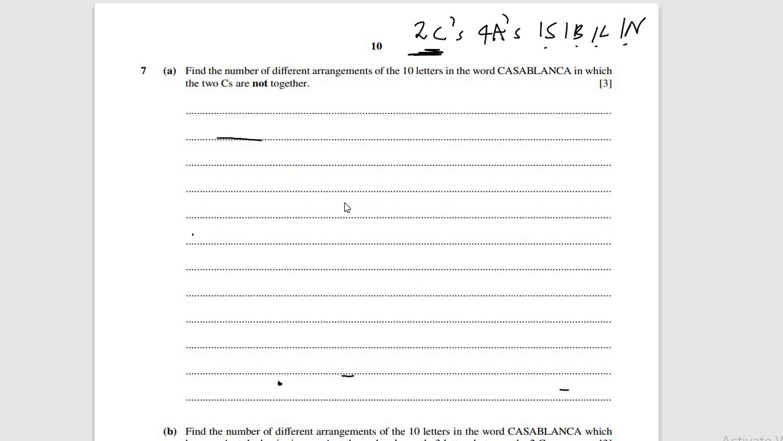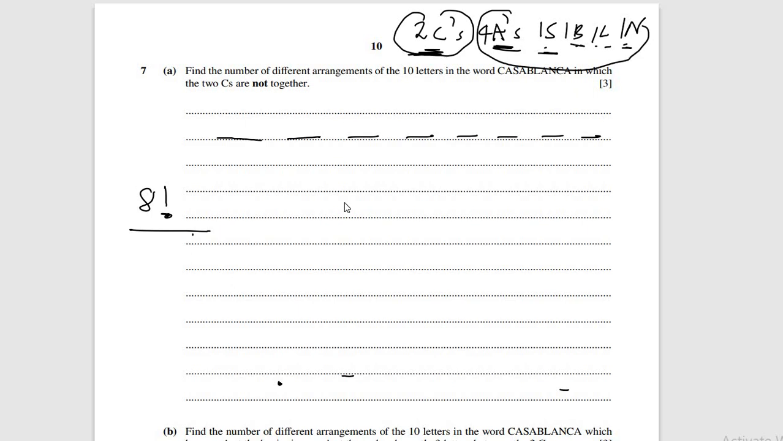Let me draw 8 lines. 1, 2, 3, 4, 5, 6, 7, 8. Aside from the 2 C's, all these A's, 4 A's, 1 S, 1 B, 1 L, 1 N, they have 8 spaces for them. So the total arrangement for them is 8 factorial, and out of those 8, there's 4 repetition, 4 factorial.